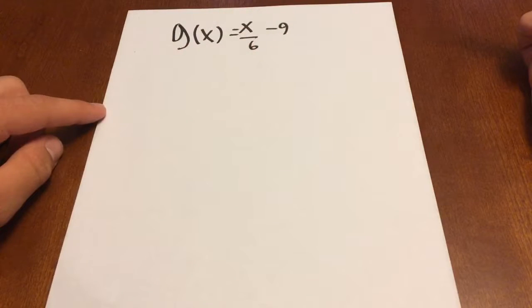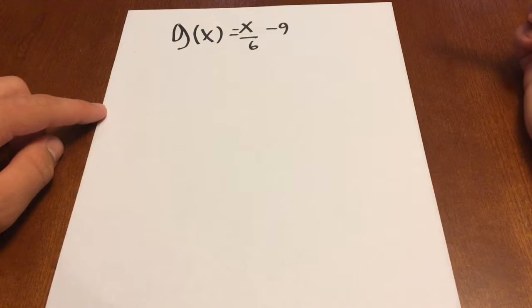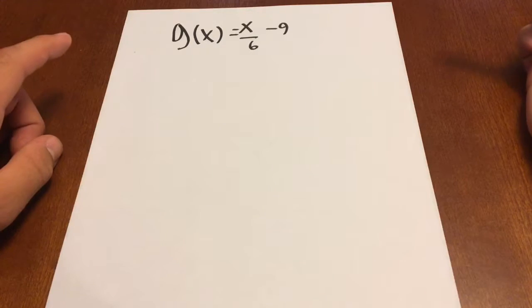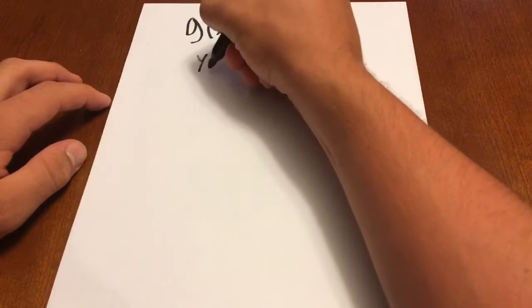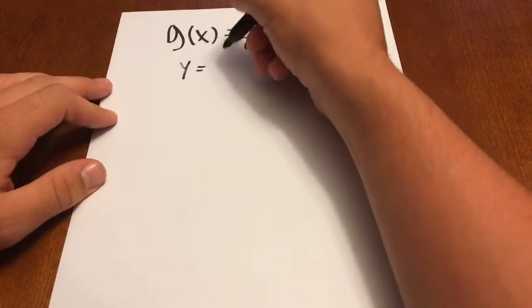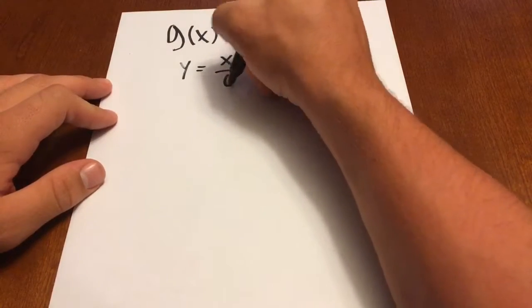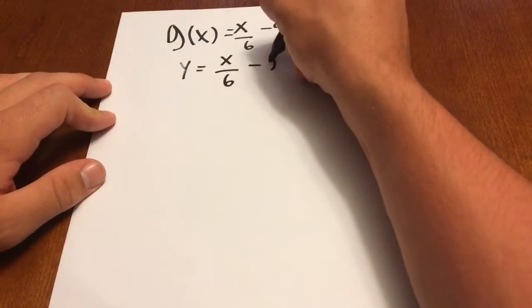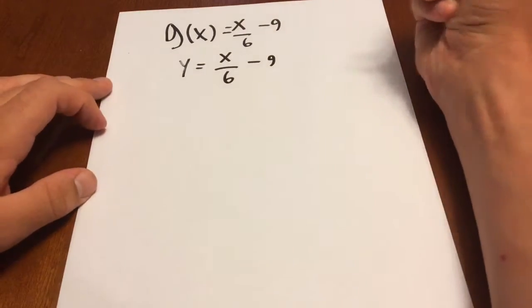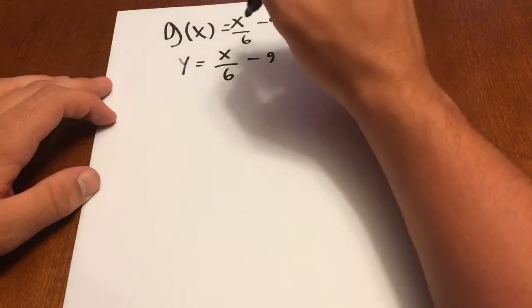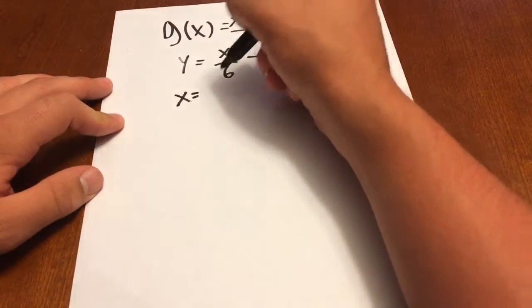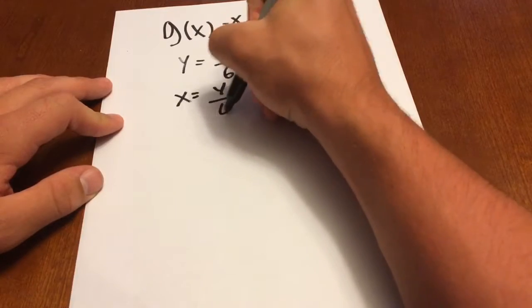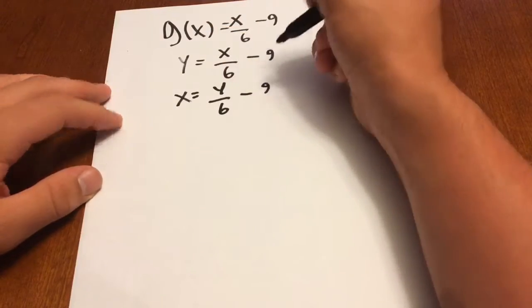Okay, for the next problem. g of x equals x over 6 minus 9. So first, again, you need to set it equal to y. So y equals x over 6 minus 9. Okay, again, you need to switch the variables. So x equals y over 6 minus 9.